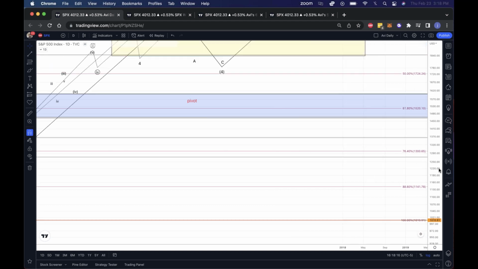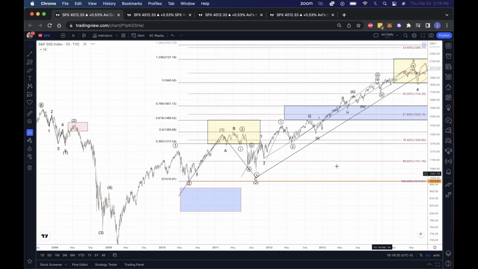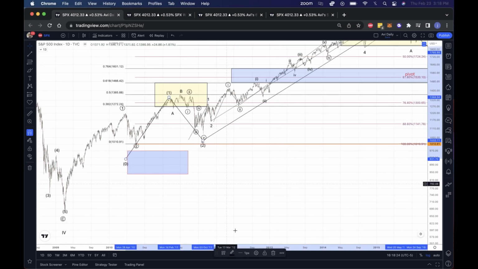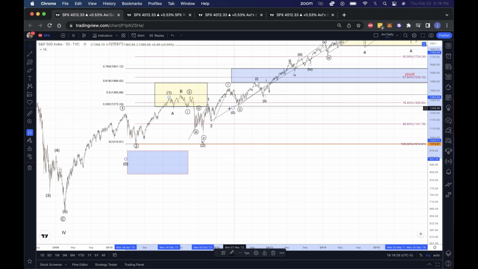I'm going to zoom out on my daily chart back to the 2009 low. Sorry for all these extra lines here. Okay.